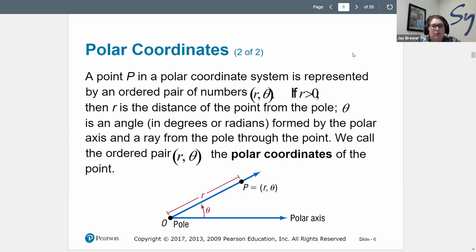So we call the ordered pair r comma theta the polar coordinates of a point. So essentially, you're still basically plotting x and y points, except your y is more angle based, if that's easier for you to think of it that way. And as I said, the origin is now going to be referred to as the pole.